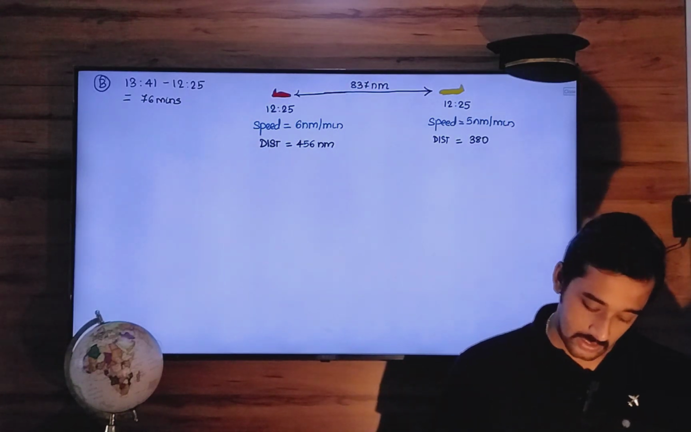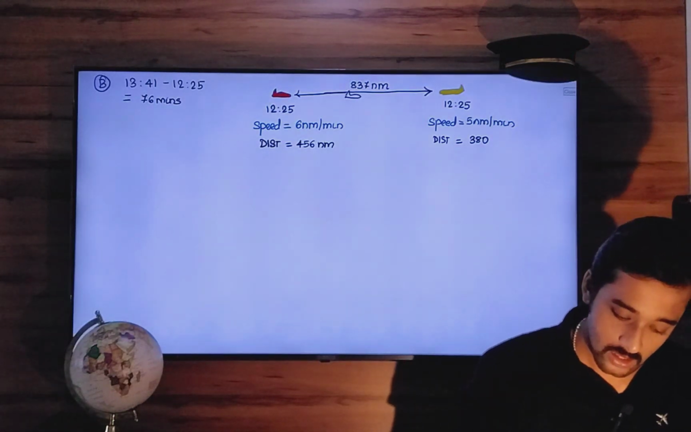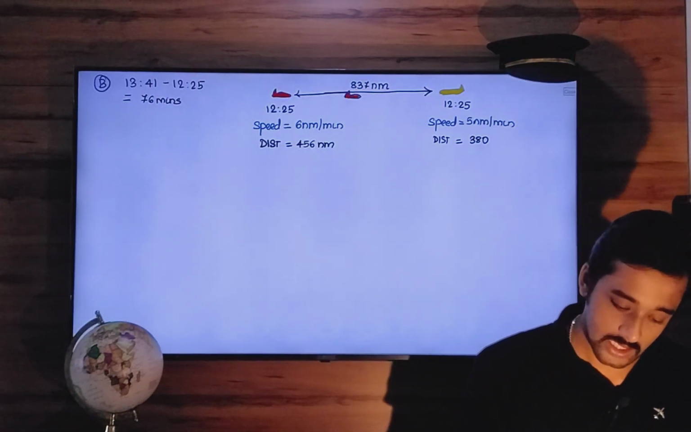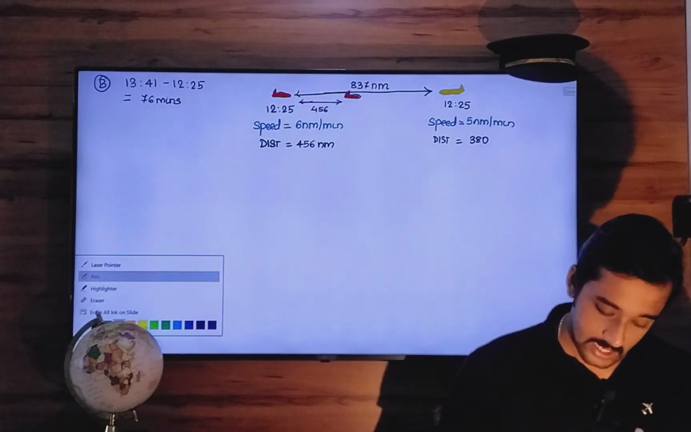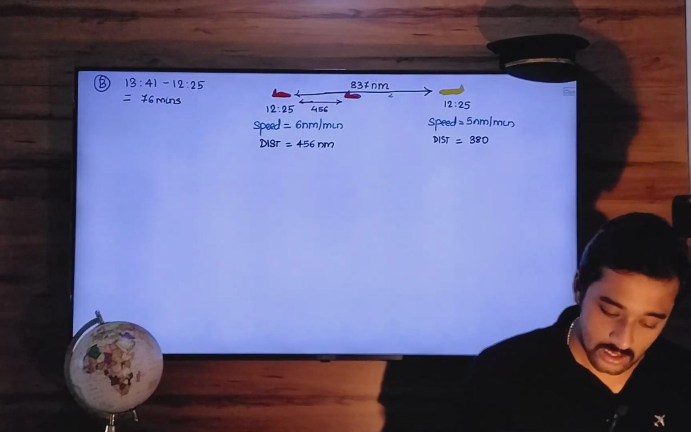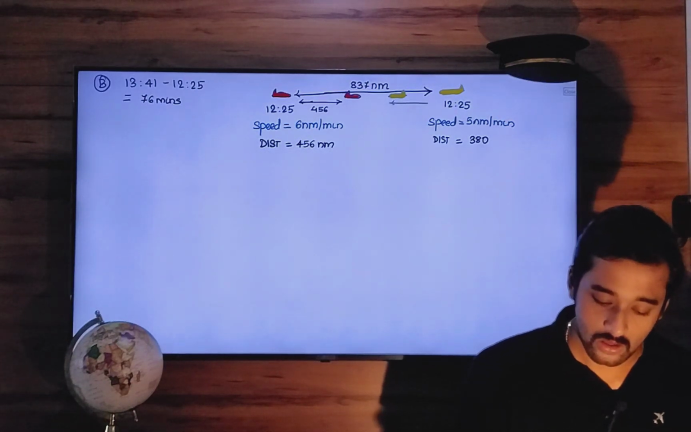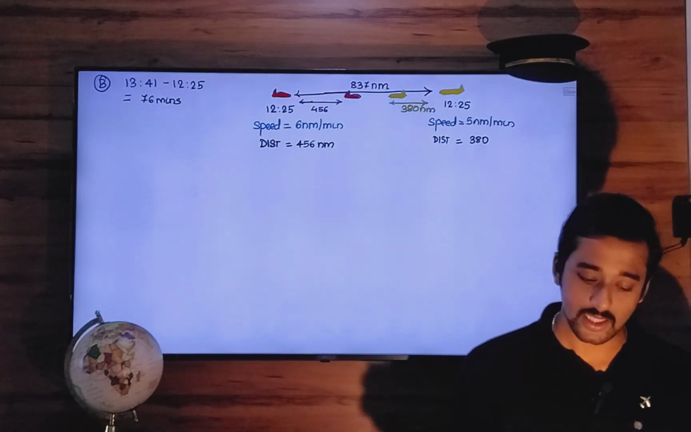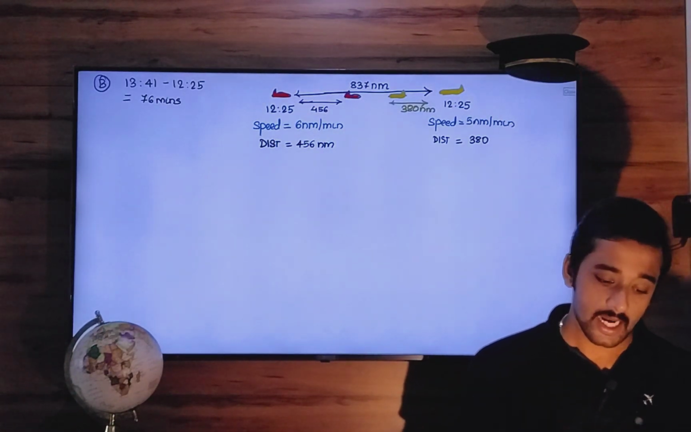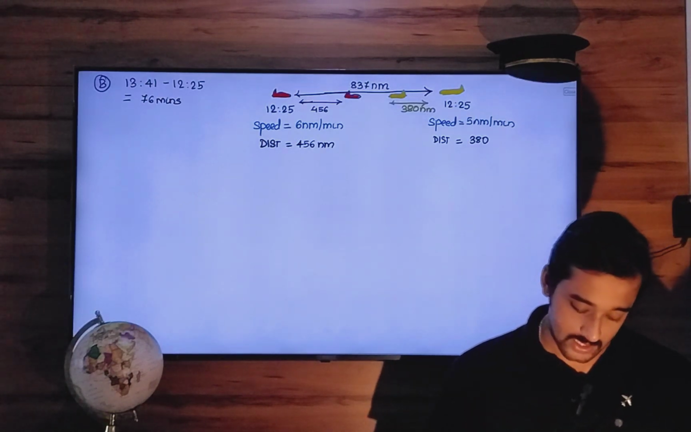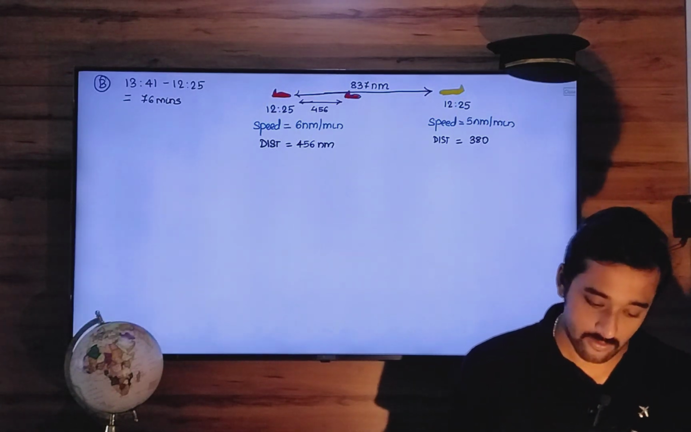Correct? So let's draw this. From this position to this position, the distance traveled is equal to 456, and the second aircraft will have traveled a distance of 380 nautical miles. Now the total distance is 456 plus 380, 836. That means I will have to draw this somewhere here.